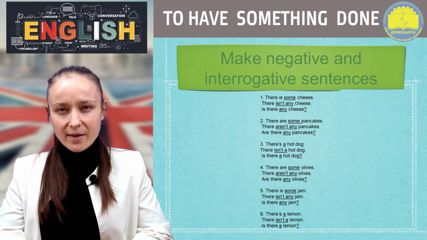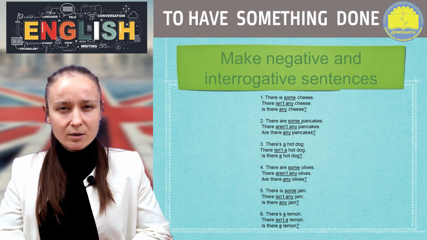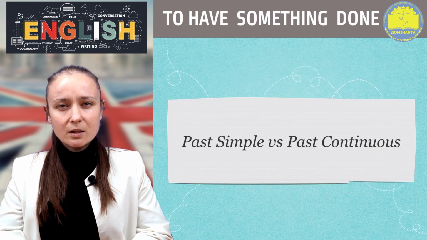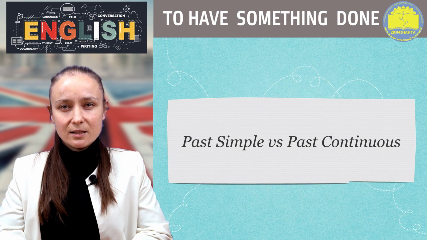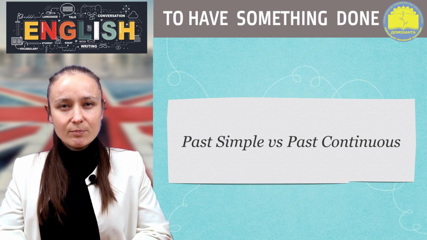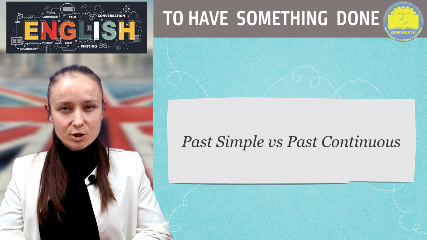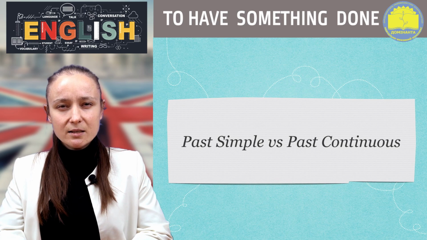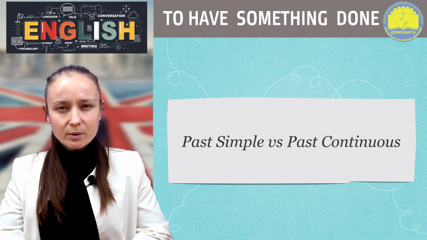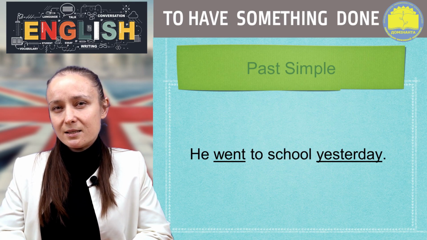Don't forget that we use is with singular and uncountable nouns, and we use are with plural nouns. The past simple and past continuous tenses. We use the past simple when we talk about a short or complete action. We often say when it happened. For example, 2 days ago, yesterday, or last Monday. We can say he went to school yesterday.